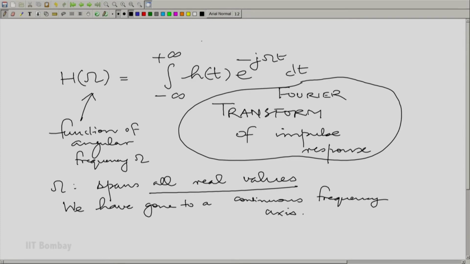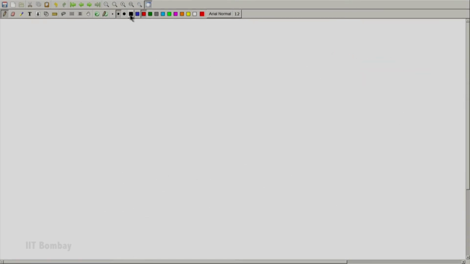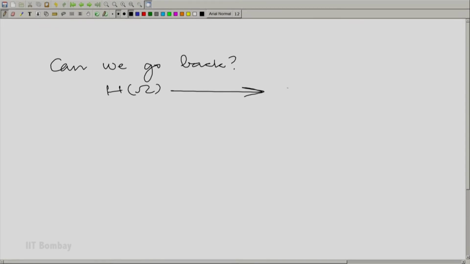So, if you look at this transform carefully, if we look at the expression, this is like an inner product. We have interpreted that before. So, it is not too difficult to imagine how we can go back from the transform to the original function. Can we go back is the question. What I mean is, can you go back from capital H omega to H t? And the answer is yes. How do we do it? Well, the answer is very simple.